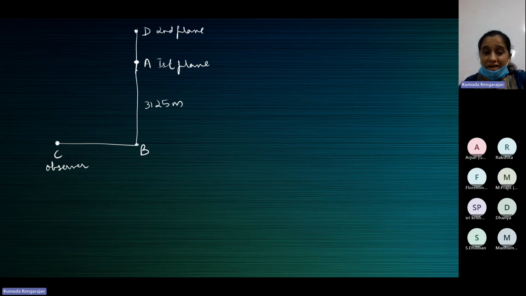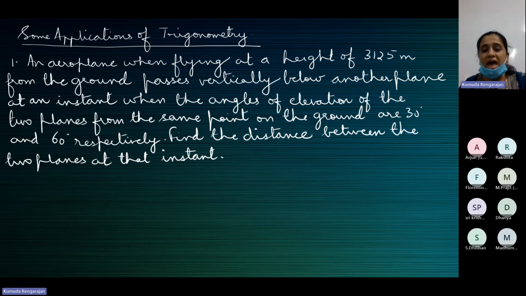When the planes are positioned like this, the observer looks at the two planes. What does he observe? He observes at an instant when the angles of elevation of the two planes from the same point on the ground. He's standing at one particular position on the ground. He doesn't move. From the same position, he looks at both the planes because they're one below the other. So he looks up and down, and he notices the angles of elevation are found to be 30 degrees and 60 degrees respectively.